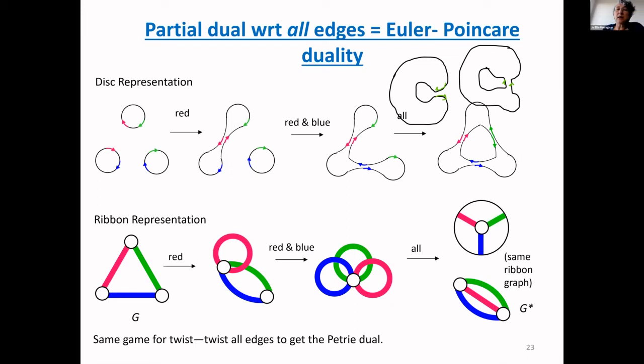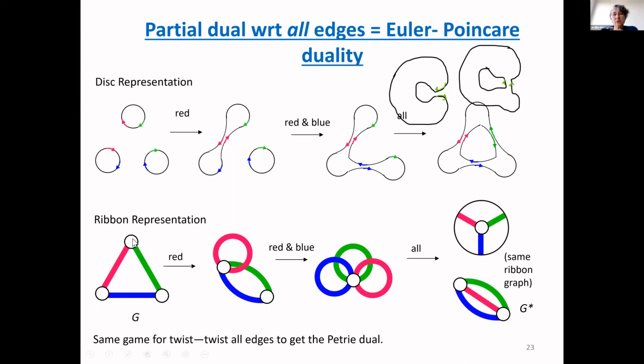So if I take the partial dual with respect to all of the edges, as you would hope, this is the same as taking the usual Euler-Poincare duality that we saw at the beginning, taking the dual of the whole graph. The two examples on this slide are exactly the same example, just in two different notational frameworks, depending on which one you're more comfortable with.